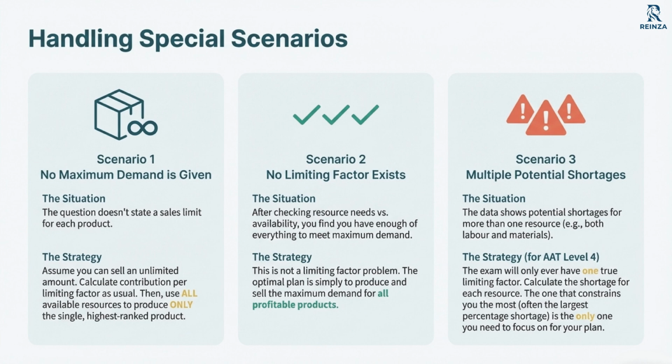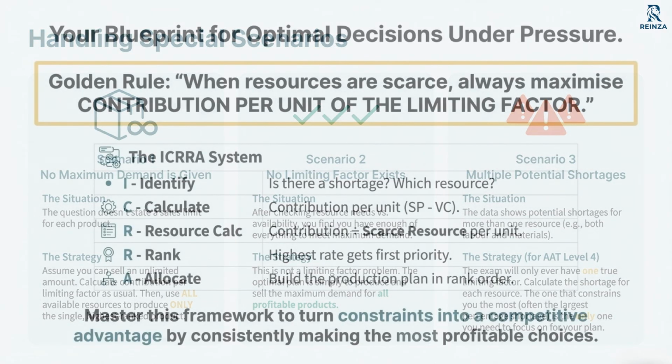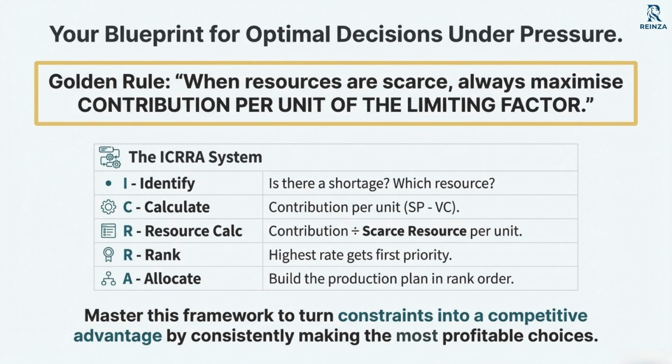These scenarios are less common than the standard limiting factor problem, but they do appear in examinations. Being prepared for them will give you confidence to handle whatever the examiner presents. Let us wrap up with your blueprint for optimal decisions under pressure. Remember the golden rule. When resources are scarce, always maximize contribution per unit of the limiting factor. This principle will guide you to the correct answer every time.